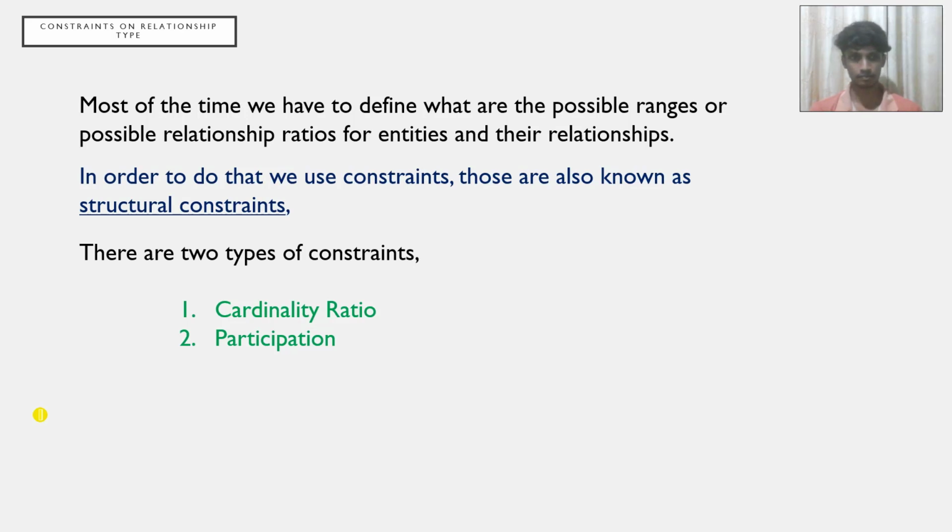So there are two types of constraints. The first type is cardinality ratio, which is the easier one, and the participation, which is the more difficult one. The first one is kind of easy, but participation can be difficult because, okay, you will see later what I mean.